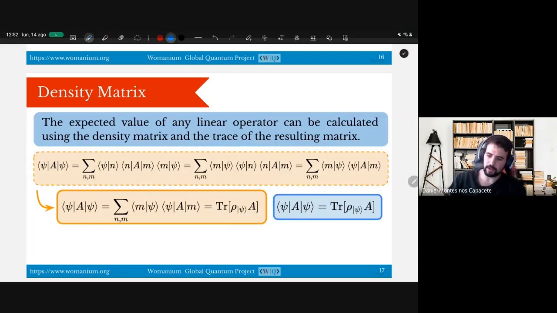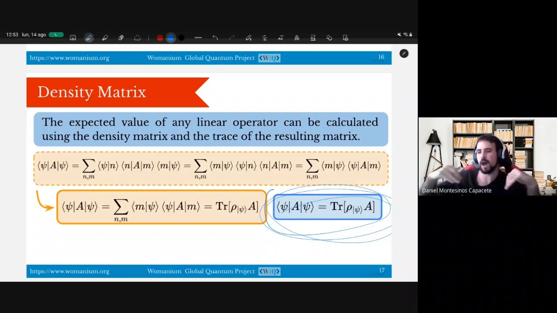But the only important idea here is that using the density matrix of a system, you can calculate the expected value. Remember that expected value was the way of getting some experimental information, in the sense that you have to repeat.